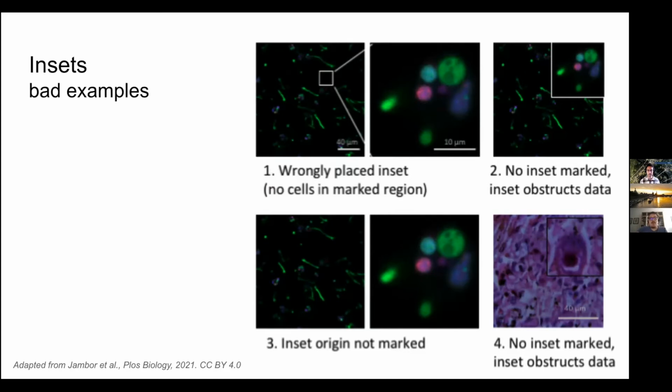Then insets are a very common way to show the same image at multiple levels of detail, and you can show a magnified part of the image. And we checked if insets were accurately marked in the image and if they were described in the figure legend. Possible problems are a wrong marking, so the magnified region is not the one marked in the original image, or in many cases you don't know where the inset comes from, and in some cases the inset itself covers the original image.